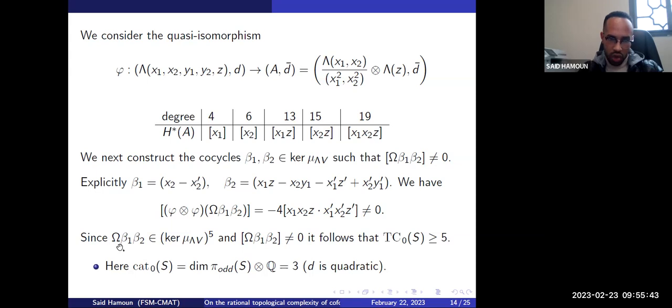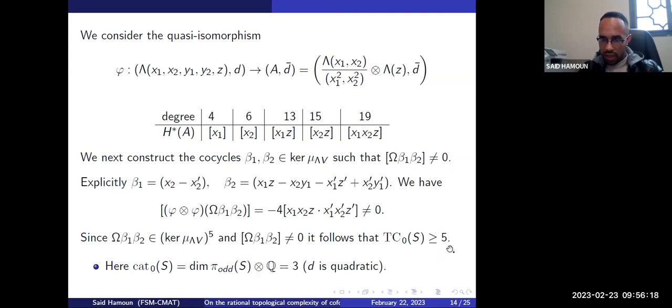which means that omega beta 1 beta 2 is an element in the kernel of mu lambda v to the power 5, and whose cohomology class is non-trivial. It follows that the rational topological complexity of this space is greater than or equal to 5. And note here that the rational LS category of this space is the dimension of the odd part of the rational homotopy, because here it is quadratic, and which is 3.